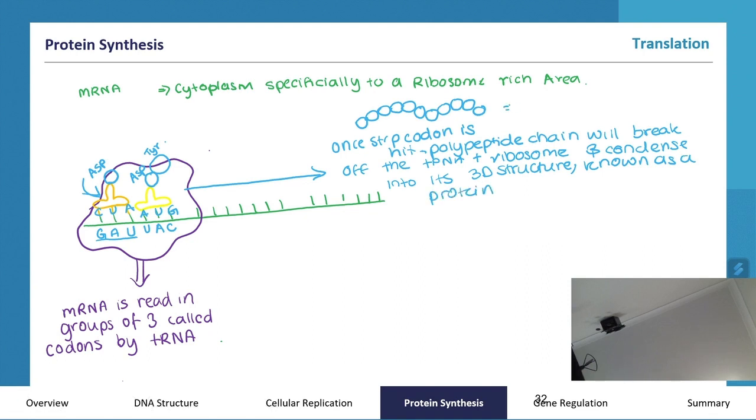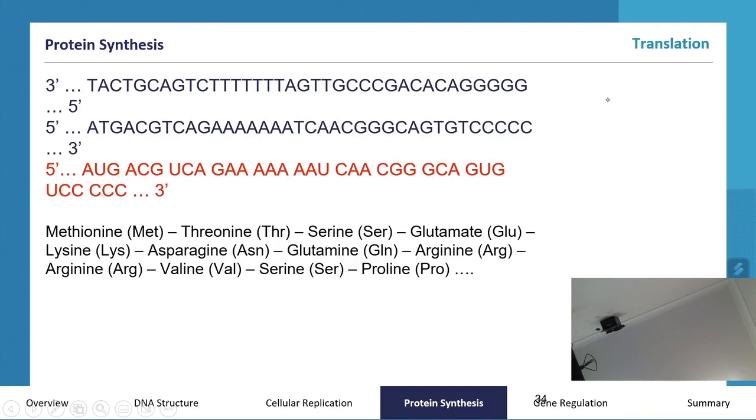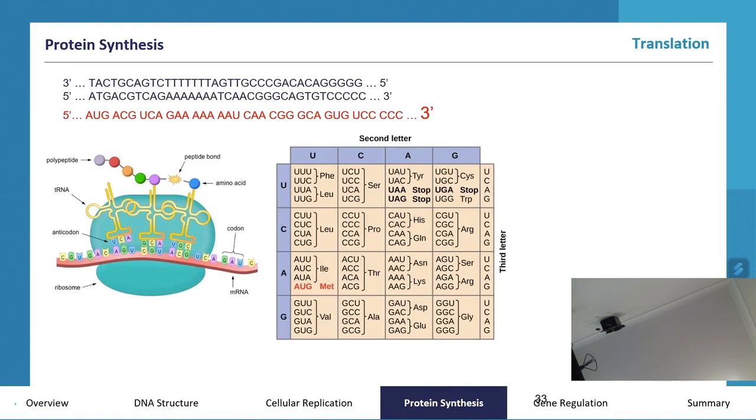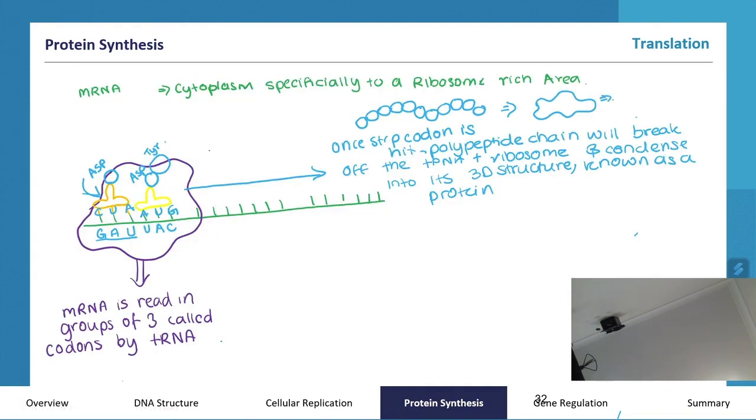So essentially, this chain of amino acids will then bunch up into a 3D structure, kind of looks like a chicken nugget, and this is eventually the protein that ends up being produced. The reason why we call this translation is that we're going from the language of DNA, which is nitrogenous bases, into the language of proteins, amino acids. Because we're changing languages, it's translation.